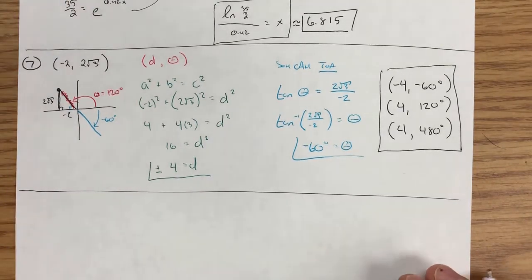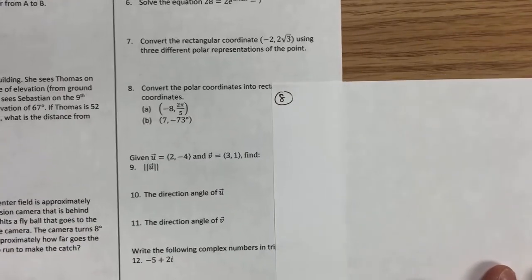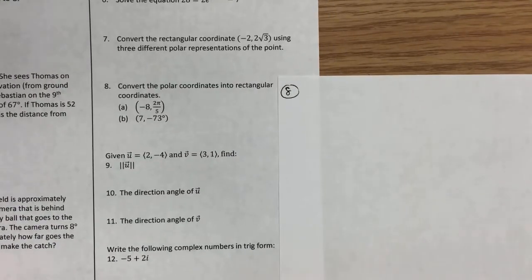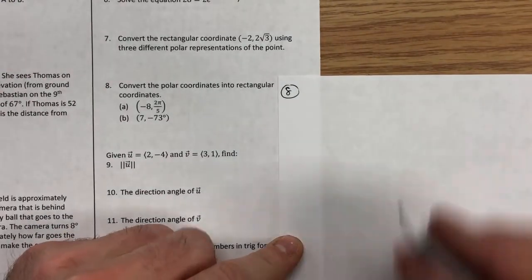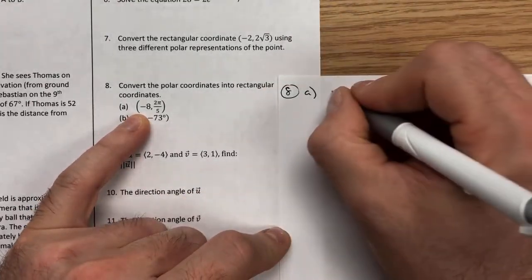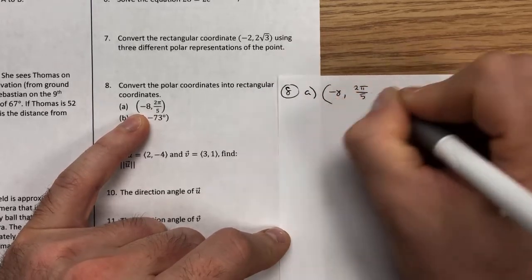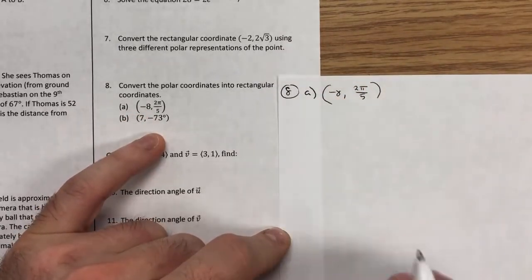Let's take a look at question 8. So we're going to start off on a new sheet of paper so we can save some space here. So question 8, let's see what we're working with. Okay, so question 8, we want to convert the polar coordinates into rectangular coordinates. So for 8a, we have these polar coordinates of negative 8, comma, 2 pi over 5. And for b, we'll come back to that here in just a moment.